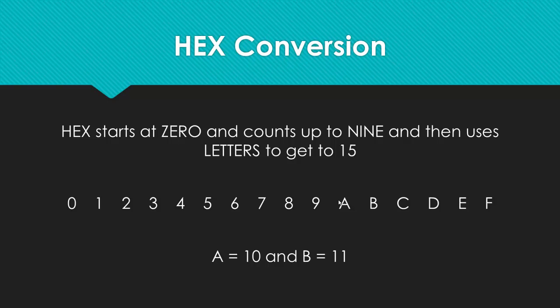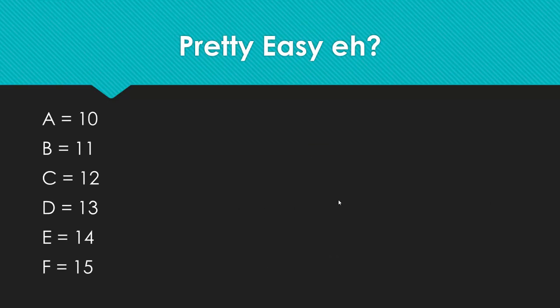All right, hexadecimal starts at 0 and counts up to 9. And then when the double digits start, it substitutes the double digit numbers with letters all the way up to 15. And 15 is the highest number you can have in hex. So we have 0, 1, 2, 3, 4, 5, 6, 7, 8, 9, A, B, C, D, E, F. So A is 10, B is 11, that kind of stuff. So, looks pretty easy, huh? Just remember that F or 15 is the highest number we can have in hex. There is no 16.